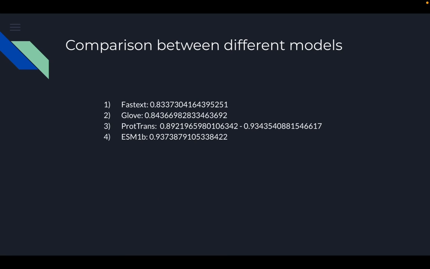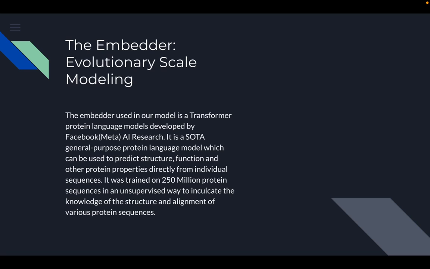These are the results. FastText and GloVe performed okay, and the protein transformer models range from 90% to 93%, and the best performing model was the ESM1B model, which I'm going to explain further. These are the results on the test set of 2.5 lakh enzyme types.